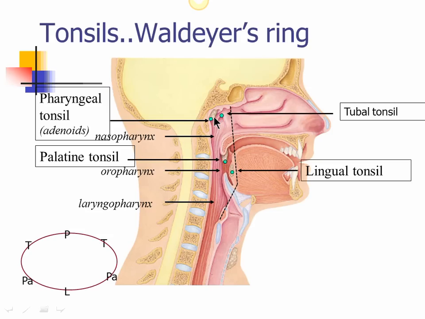If the pharyngeal tonsil was enlarged, which is when adenoids, then you'd have difficulty breathing. We expect that everybody is a nose breather, not a mouth breather.